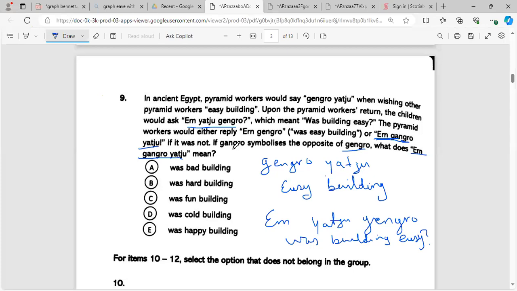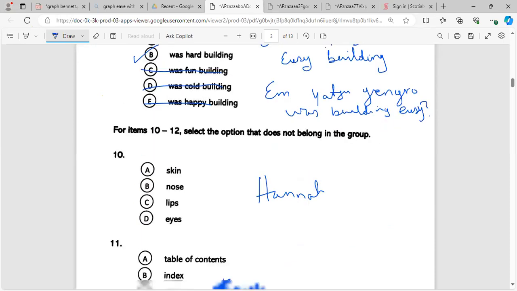Was the person answering or asking? Was building, was bad building, was hard building, was fun building, was cold, was happy building, was fun. So A B, alright. It makes sense to me now. As someone said, it's actually in the passage, so I think I'm probably thinking too deep. Alright guys, you come out of that.